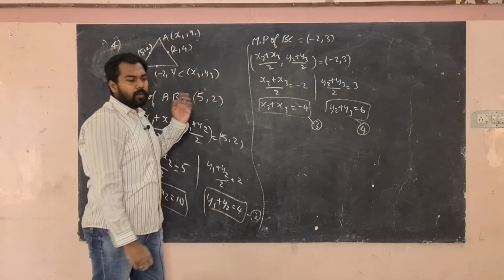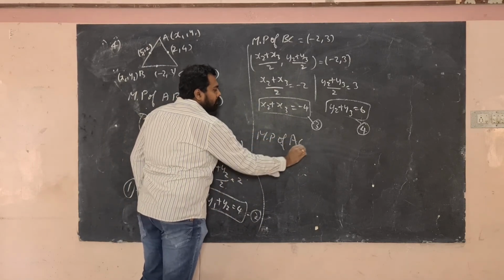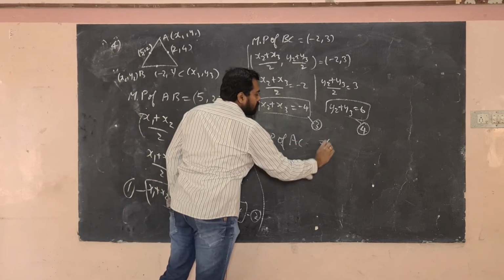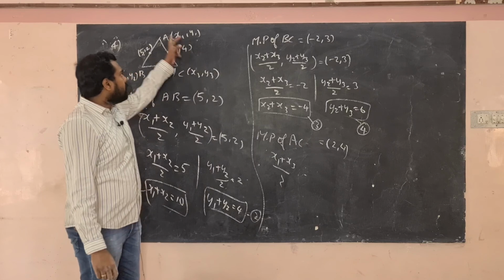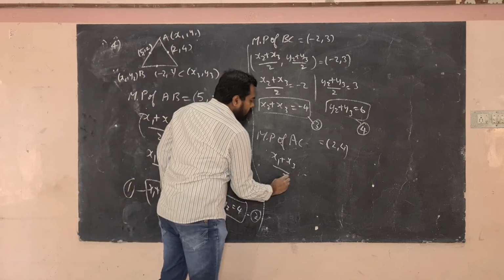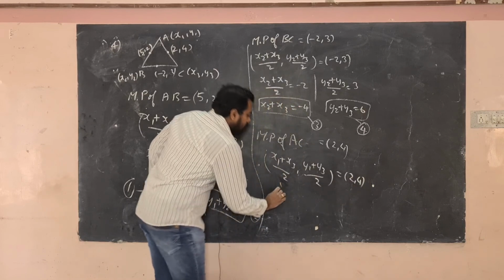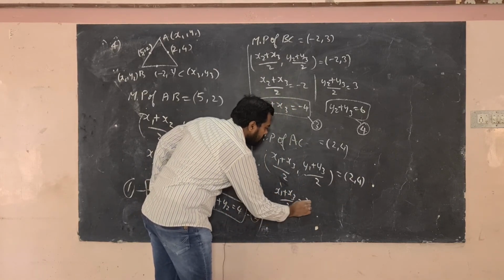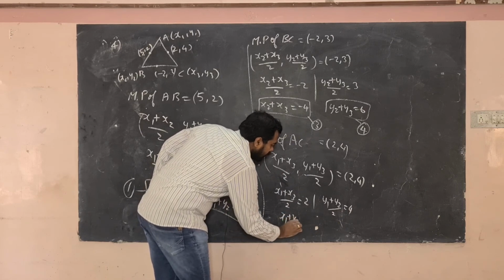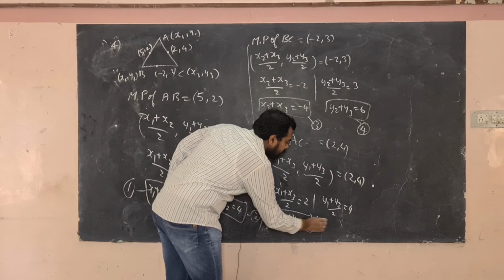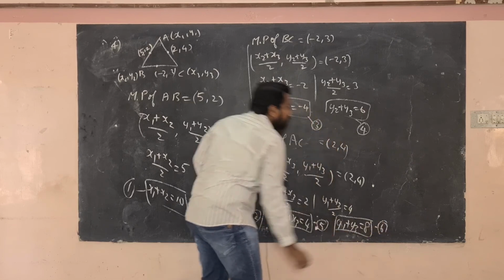In the same way, find the other one, which is the midpoint of AC. They have given it as 2, 4. What is the formula? x1 plus x3 divided by 2. You should not memorize all this; see, we add x1 and x3. By 2, y1 plus y3 divided by 2 equal to 2, 4. Equate: x1 plus x3 divided by 2 equal to 2, and y1 plus y3 divided by 2 equal to 4. Cross multiply: x1 plus x3 equal to 4, which is equation number 5. Here y1 plus y3 equal to 8, which is equation number 6. So we have 6 equations.